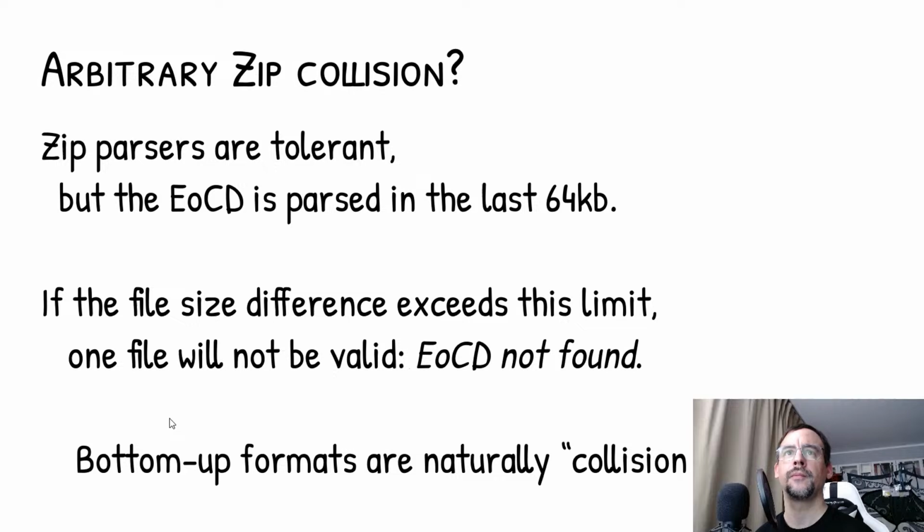And now, zip parsers are tolerant, but the end of central directory is parsed in the last 64 kilobytes. So basically, if the other file of the pair is too big, then again, the end of central directory will be too far from the end, which means the file won't be parsed. So bottom-up formats are naturally collision resistant. So, generate collisions with zips?